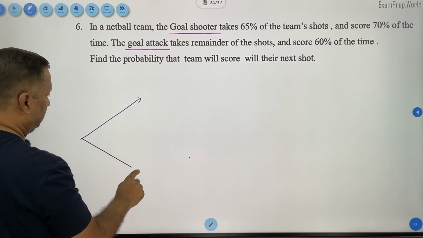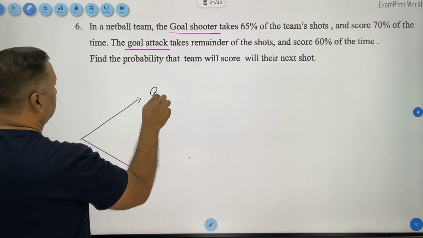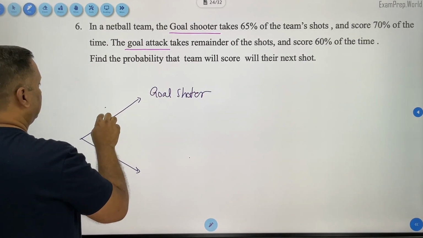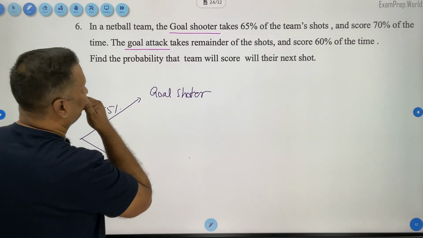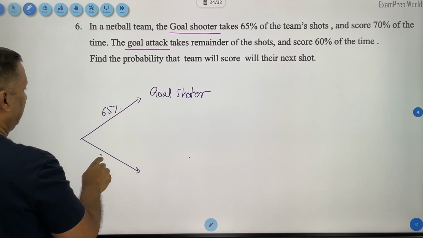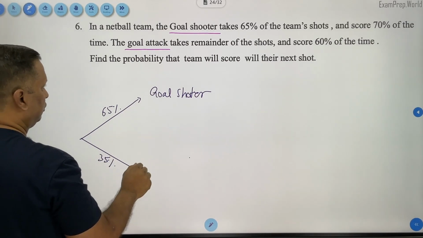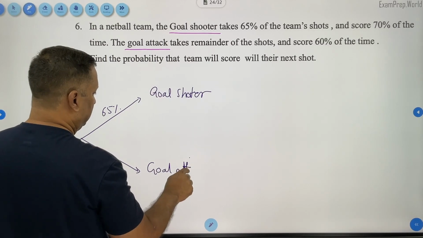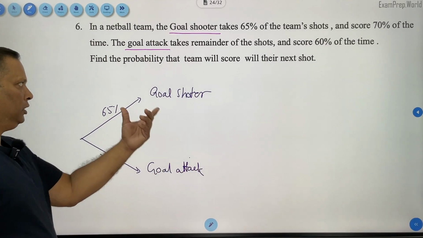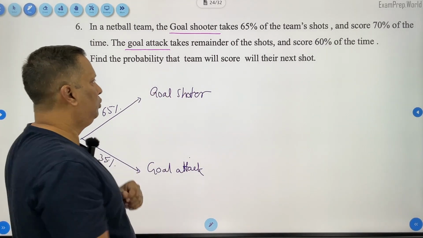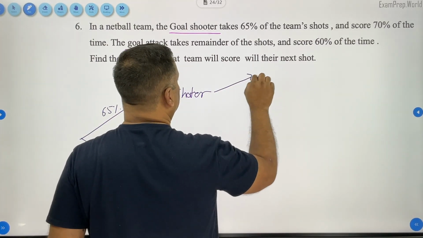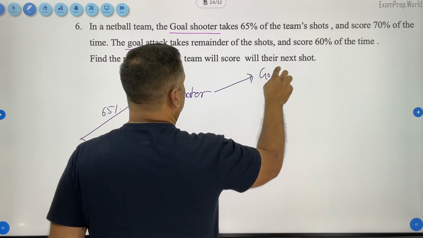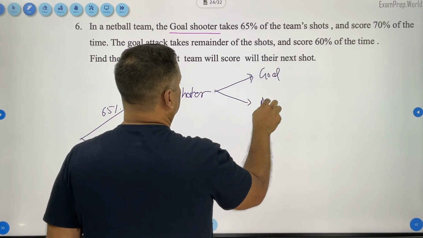There are 2 possibilities. The first one, goal shooter, and the probability is 65%. He takes the shot. Then left is 35%. Who is shooting? Goal attack. So shooter, attacker. Now if the goal shooter is shooting, then the chance is 70% to score. They will goal. No goal.